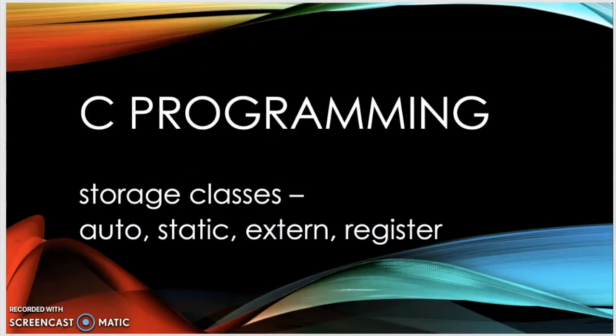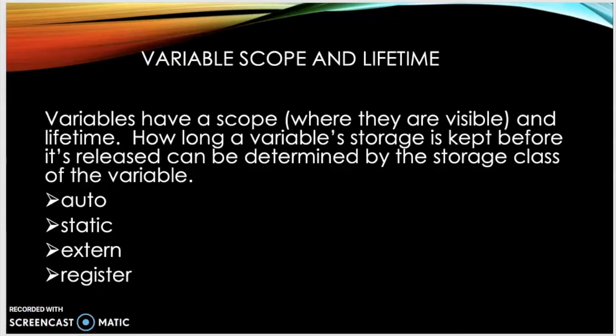Programmers! This is a video about the different storage classes for your variables in C programs. So we've talked about in other videos how variables have a scope and a lifetime. The variables will stick around for a certain amount of time before that memory is released. And there are 4 different storage classes: auto, static, extern, and register.